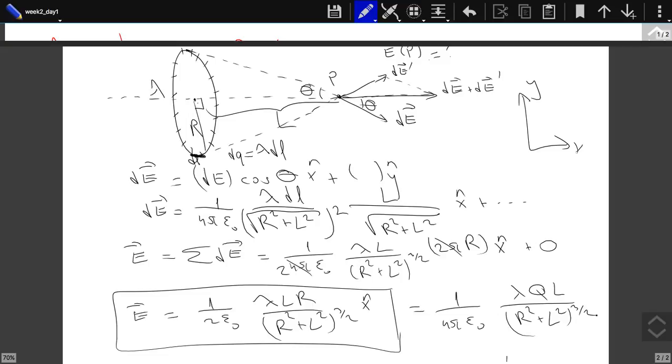So we have the total charge of the ring multiplied by the distance from the center, divided by r squared plus l squared to the power 3/2. Now, any question on this one?